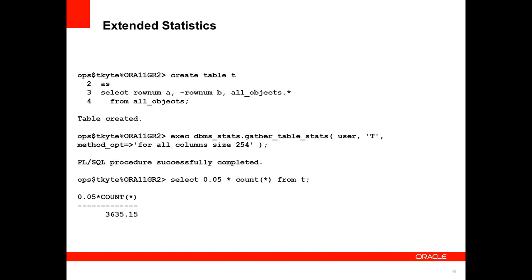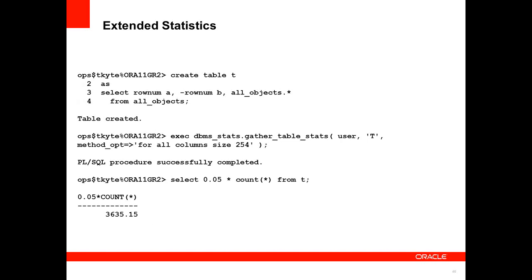And if we take a look at this after gathering stats, and we look at a magic number, 5% of the rows in the table, we can see that that number would be 3,635. So just remember that number for a minute.